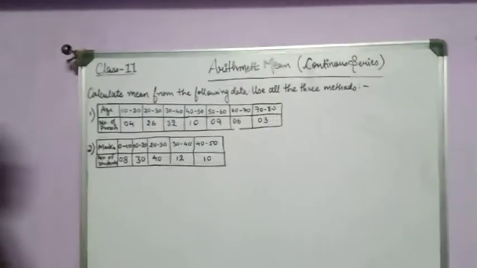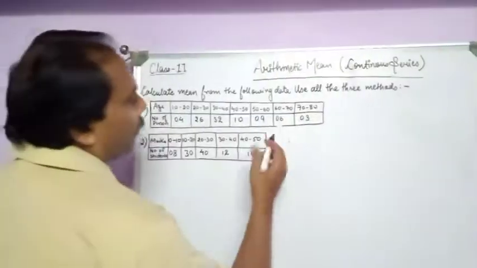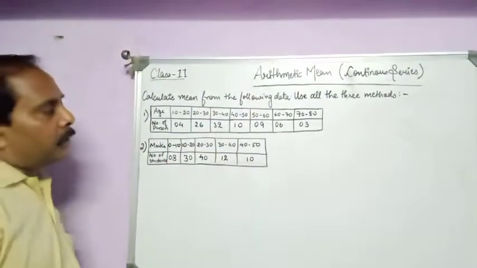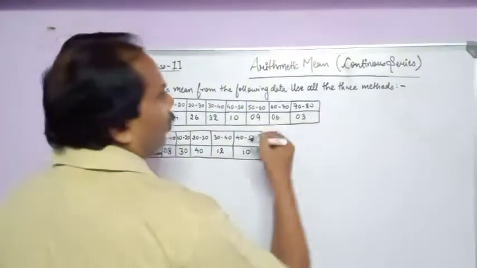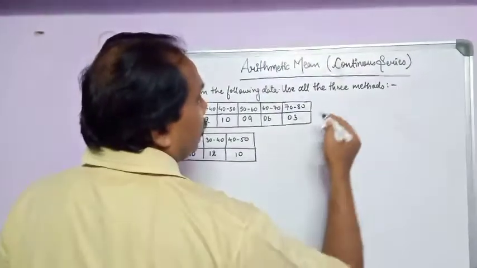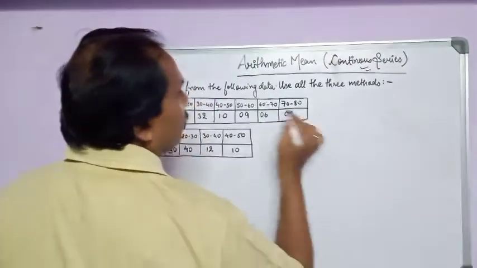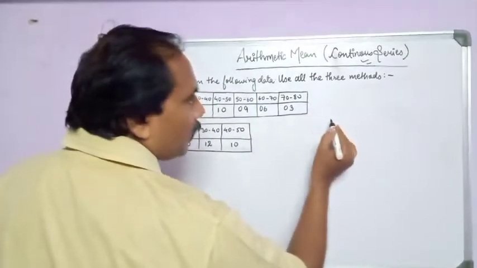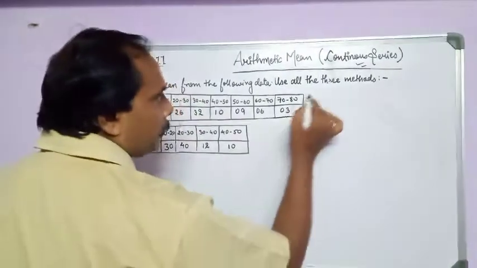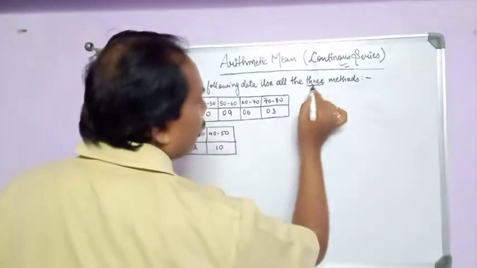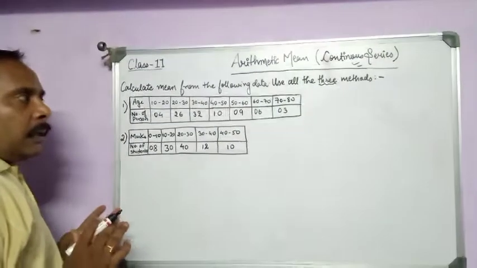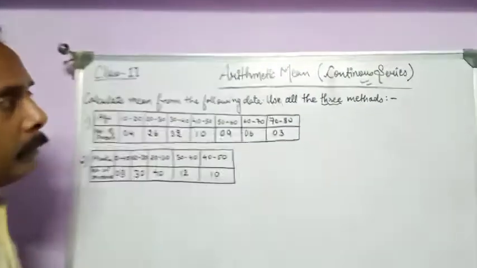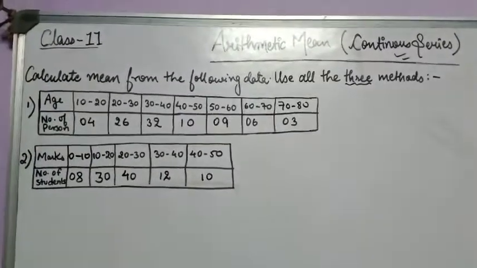So here I have given you two sums for practice. Is it clear? So you will try to practice these sums, because both of them are related to continuous series, and you have to use the direct method, shortcut method and step deviation method. That's why I have written here 3 methods. So if you solve it, your concept will become very clear. Okay, thank you.